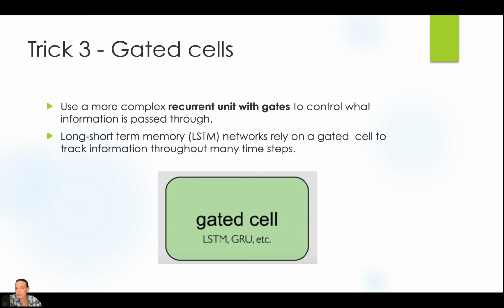Thirdly, there is a different type of RNN cell, those that have gates. They're a little bit more complex, but they help control which information is passed through. For instance, long short-term memory networks, and you also have gated recurrent units, GRU. They're very popular types of RNN cells because they're able to use gates to control, forget, and update information through many time steps.